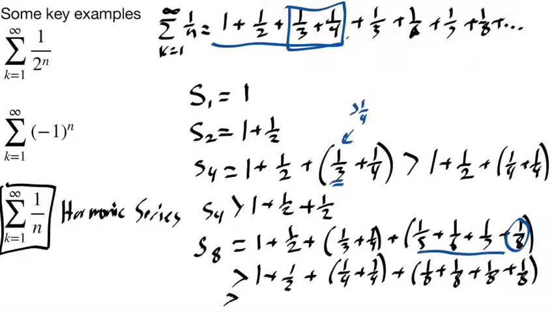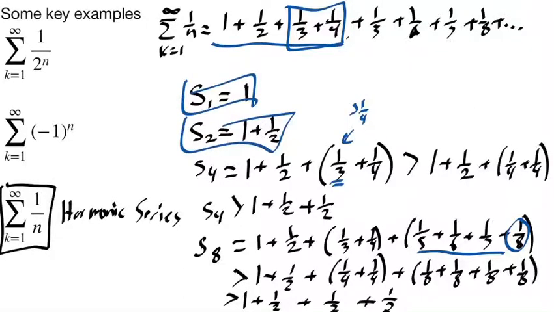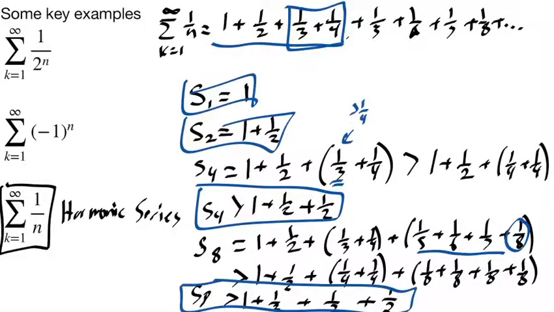And so my S8 is bigger than 1 plus a half plus another half plus, and now this is 4/8, so this is also a half. And what you see I've done is I found a series bigger than 1, a series bigger than 1 plus a half, a series bigger than 1 plus a half plus a half, and then a series bigger than 1 plus a half plus a half plus a half. And what you can see is that this trend is going to keep going on and on and on.